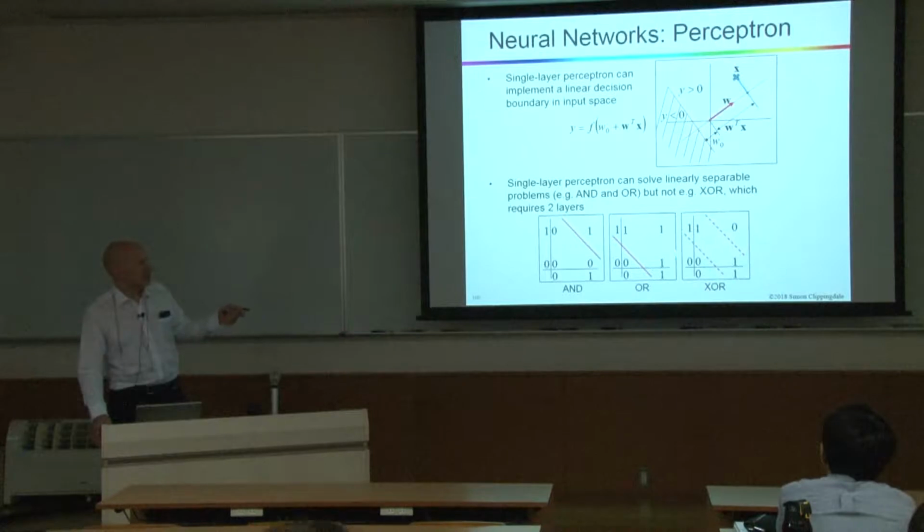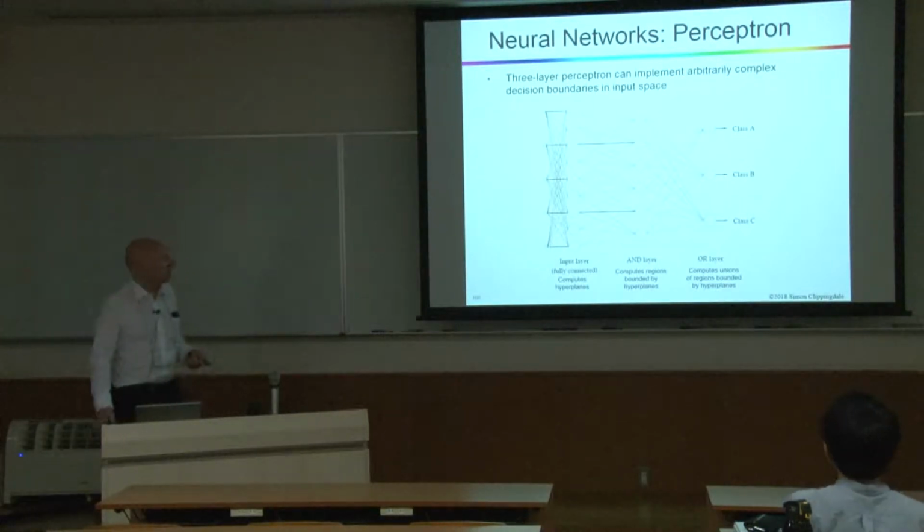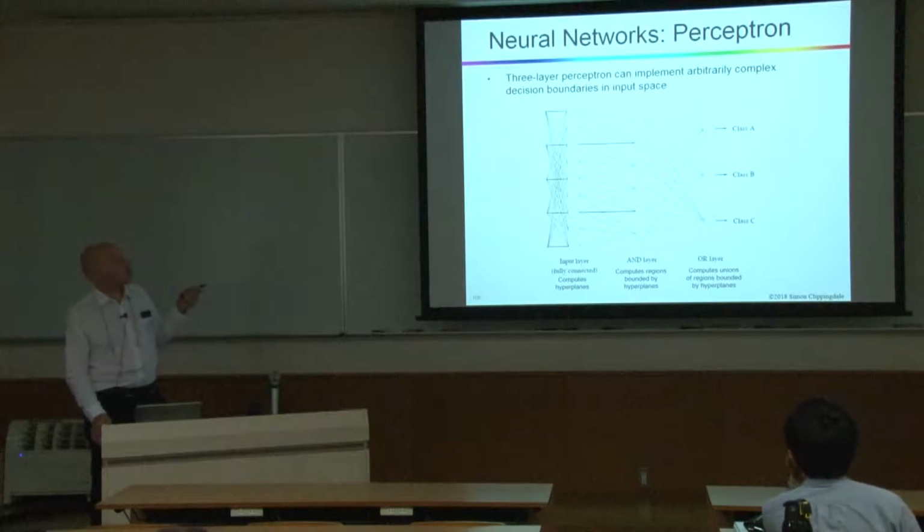Exclusive OR, you can't do it with a single layer perceptron, for reasons which will be obvious. You really need these two boundaries and then some way of combining the two. So you can show that a 3-layer perceptron is enough to implement an arbitrarily complex decision boundary in your input space. So in theory, you only need 3 layers. You can do everything with 3 layers. In practice, nobody does, for various reasons.